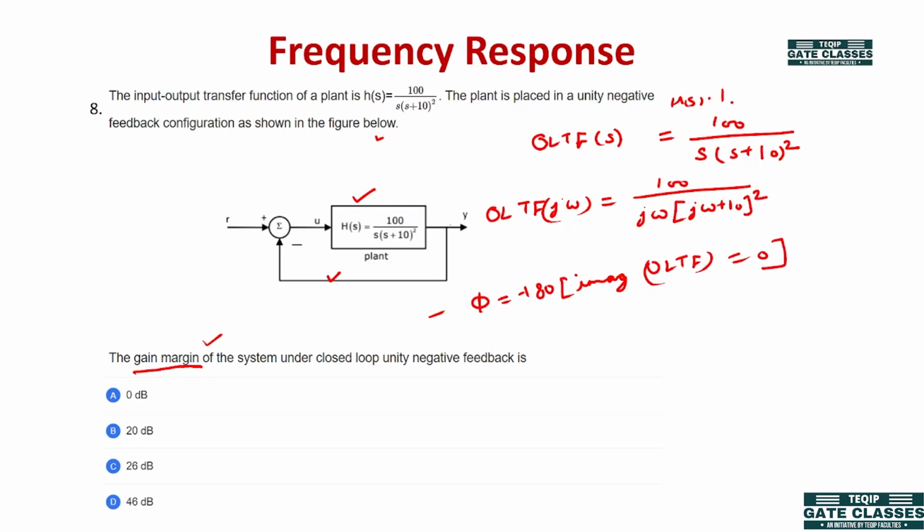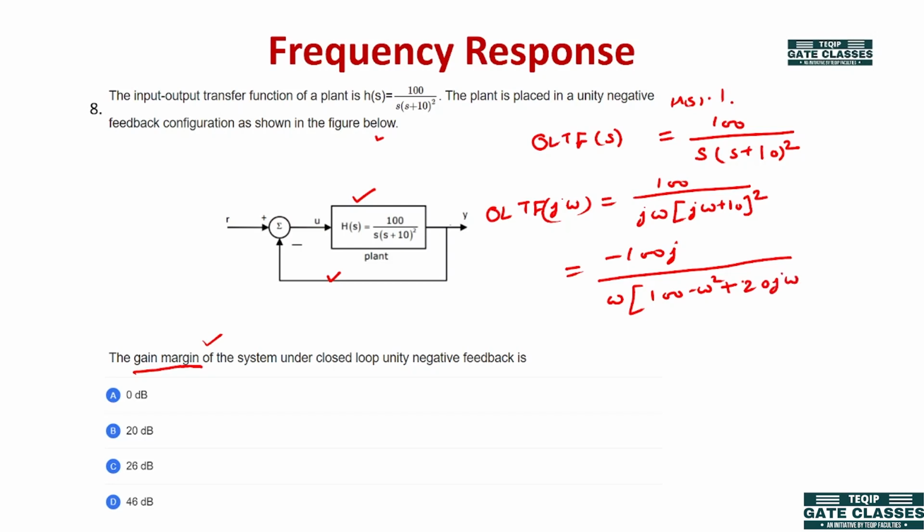So if we solve this, we get minus 100 upon 100j upon omega into 100 minus omega square plus 20j omega. Okay, so we multiply by 100 minus omega square minus 20j omega and divide it also by this vector, 100 minus omega square minus 20j omega.